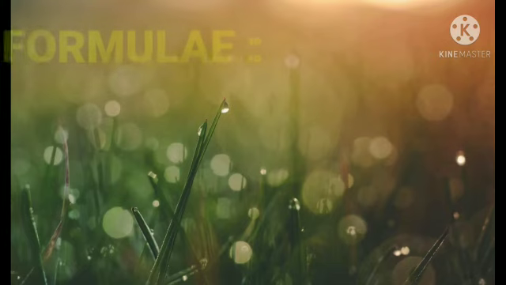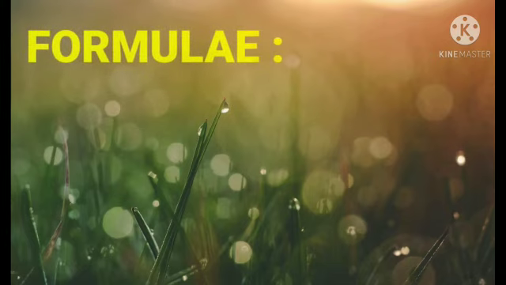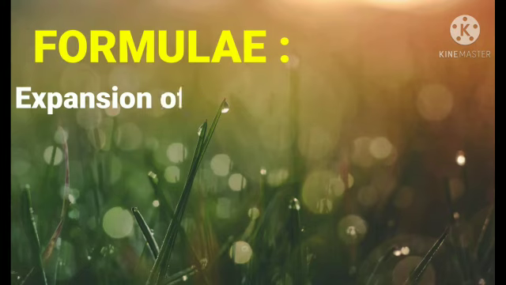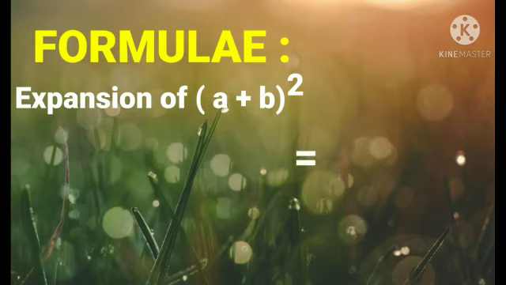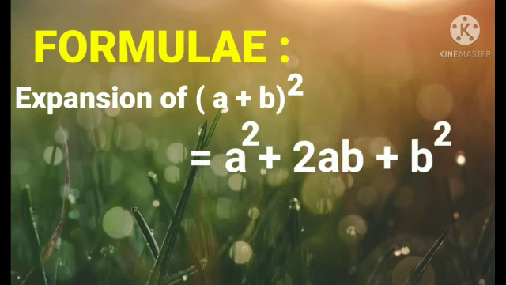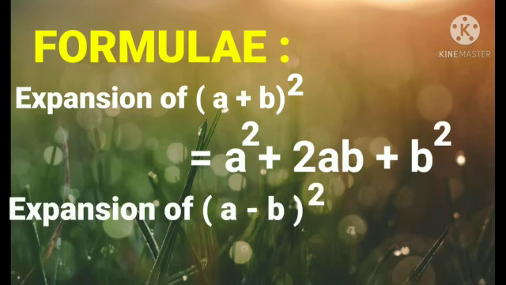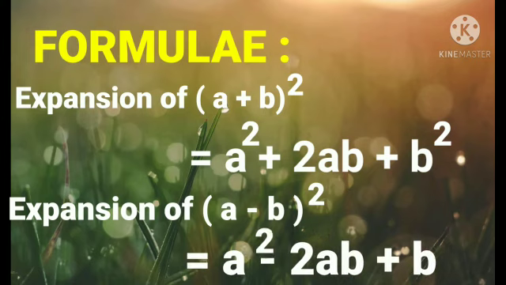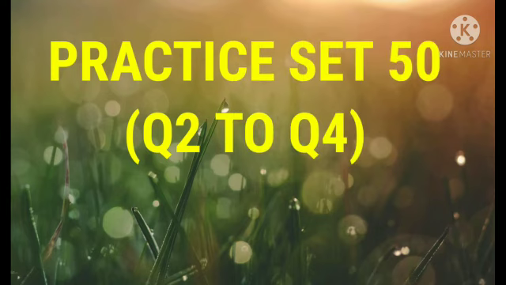Now, in the previous lecture, we have seen the formula of the expansion. First, we have seen the expansion of (a plus b) the whole square. After expanding it, we got the formula a square plus 2ab plus b square. Then we saw the expansion of (a minus b) the whole square, and we get the formula a square minus 2ab plus b square. Today we will see practice set 50, question number 2 to question number 4.